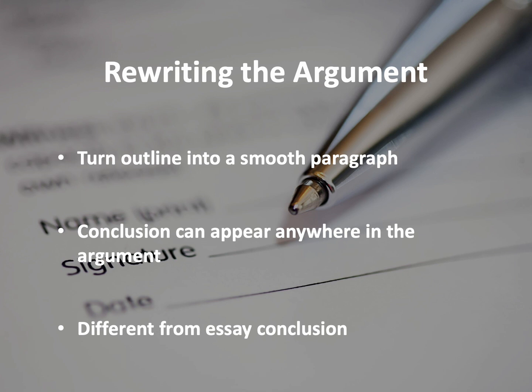Once you've built your outline, you can rewrite it into a smooth paragraph. Remember that the conclusion of a philosophical argument can appear anywhere, beginning, middle, or end, unlike an essay conclusion, which comes last. There are two different types of conclusions. In philosophical arguments, the conclusion is the main point being argued. The conclusion of an essay is the part of the essay that ends the essay. Keep in mind that often in philosophical arguments, the conclusion is at the beginning.